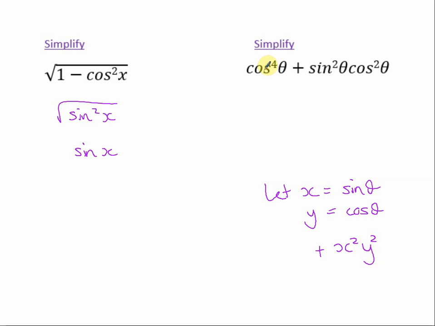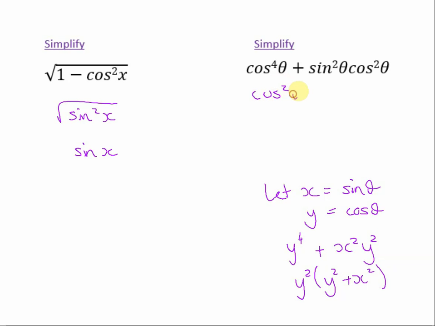And if you think about that, that's cos theta squared times cos theta squared, or cos theta times cos theta times cos theta times cos theta, which is y to the power of 4. So you should be able to see that I can factorize for y squared, and it would be y squared plus x squared.